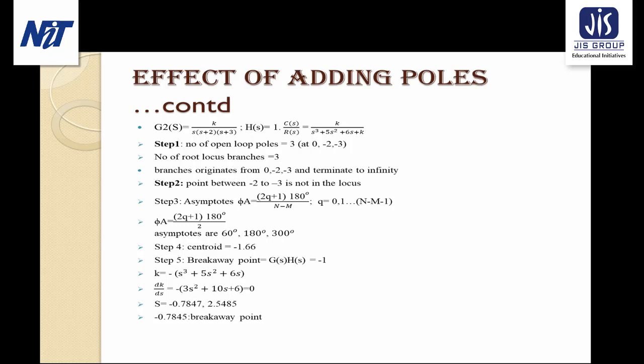And the centroid becomes minus 1.66, and the breakaway points are calculated as minus 0.7847 and minus 2.5485. These two may be the breakaway points, but we can say that minus 2 to minus 3 is not in the locus, so the only breakaway point is minus 0.7845.